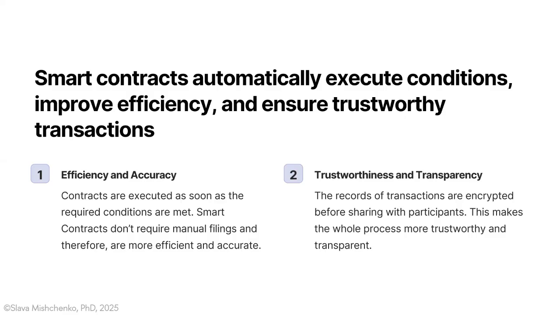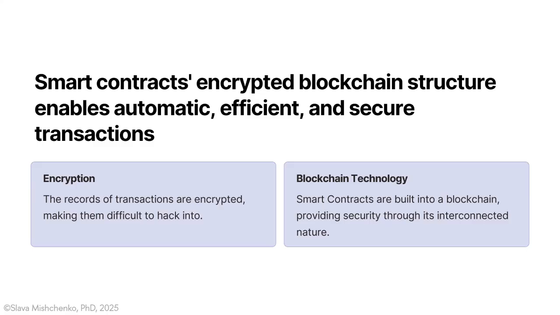it without anyone knowing. And from my experience implementing these systems, I can tell you that this combination of automation and transparency has revolutionized how businesses handle contracts. So it's not just about speed, it's about creating a level of trust that was previously impossible to achieve with traditional contracts.